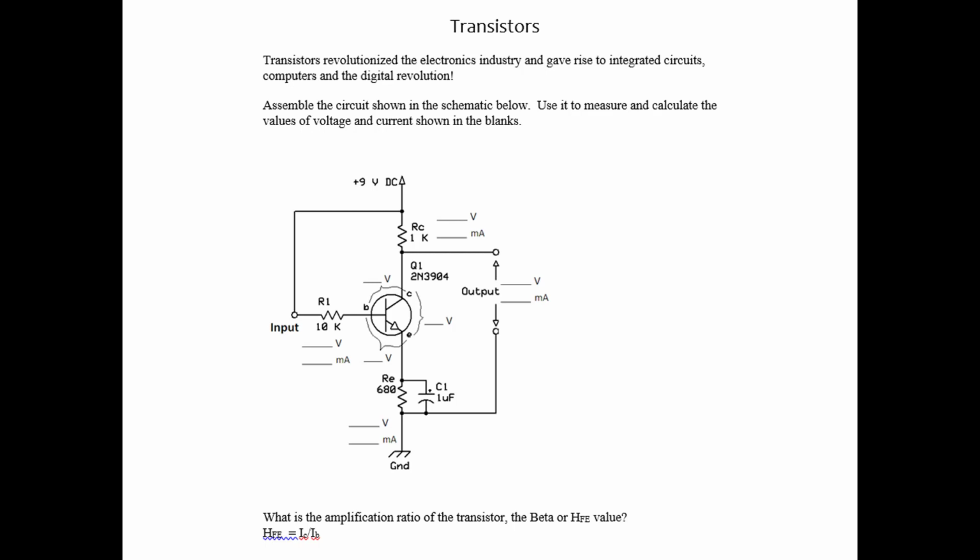And if we divide the collector current by the base current, we get a number. For most bipolar junction transistors, that's somewhere between 20 to 200. And what that means is, say for example, if the beta is 20, if we had 1 milliamp of base to emitter current, we would have 20 milliamps of collector to emitter current. Or if the beta is 100, if we had 1 milliamp of base current, we would have 100 milliamps of collector current. So that's how much the transistor amplifies the current.